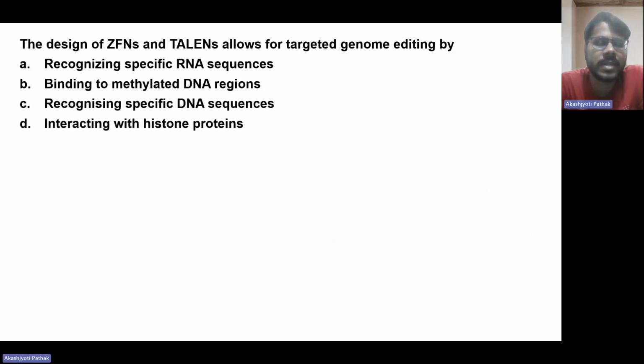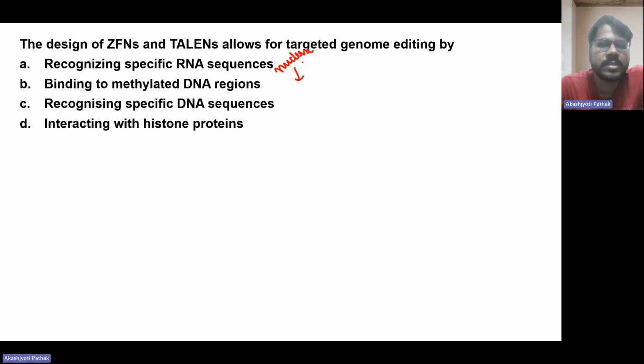Now, I had discussed that concept of TALENs in the extra session. I will discuss it today as well. But just now I was discussing the zinc finger nucleases and TALENs. So both the mechanism or principle of their working is based on what? How do they allow for targeted genome editing? The options are recognizing specific RNA sequences, binding to methylated DNA regions, recognizing specific DNA sequences, and interacting with histone proteins. So they are all nucleases, right?